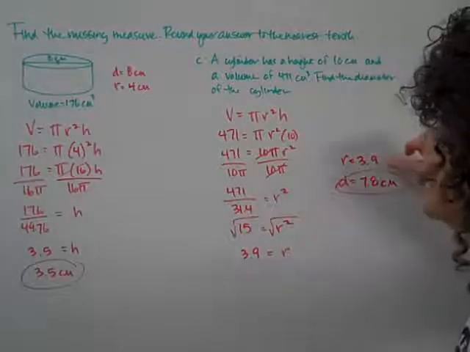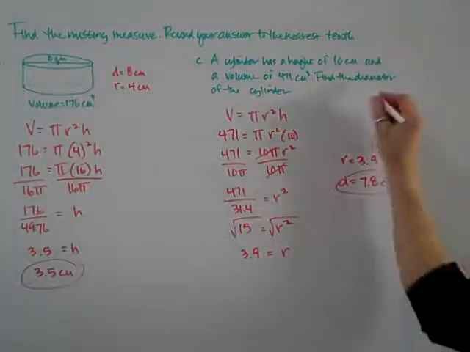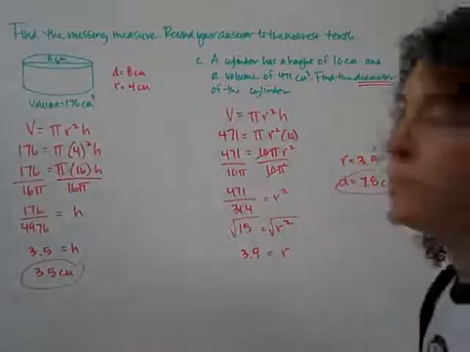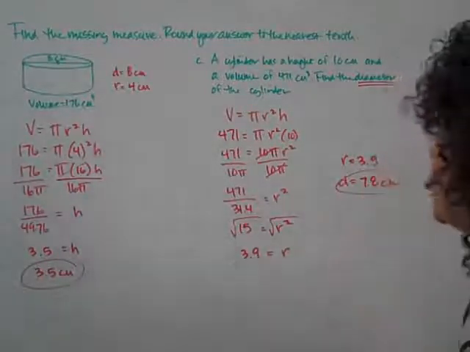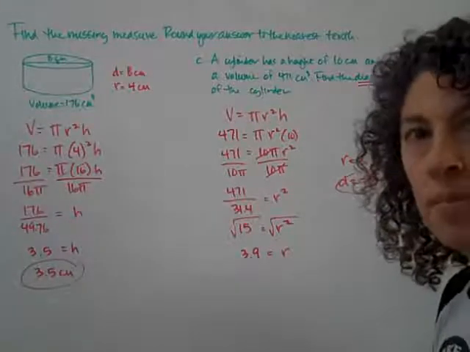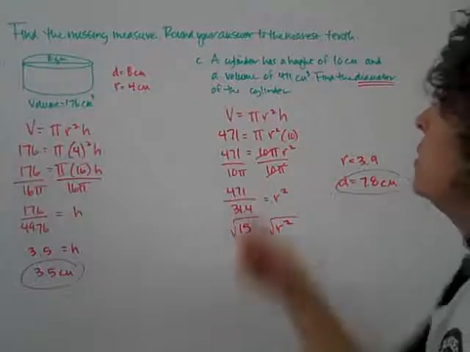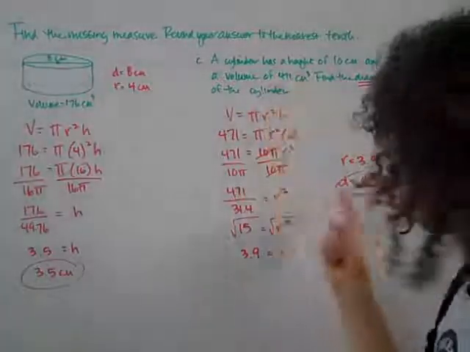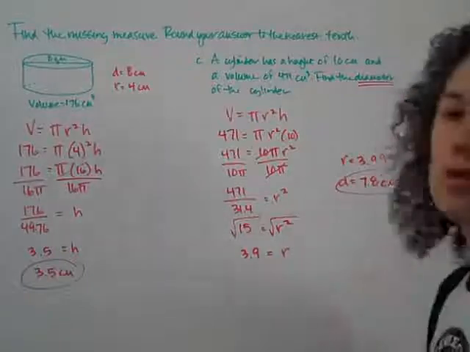So our radius is 3.9, but they've asked us for the diameter here. Since they want the diameter, I need to multiply that by 2. So I end up with 7.8, and my units here is centimeters. Again, notice that my volume unit is a cubic unit, but my diameter unit is linear, so it is just straight up centimeters.